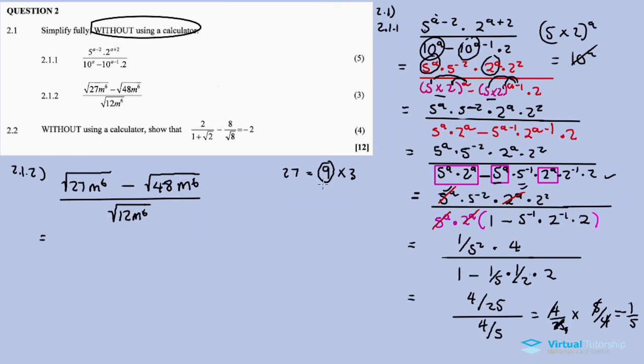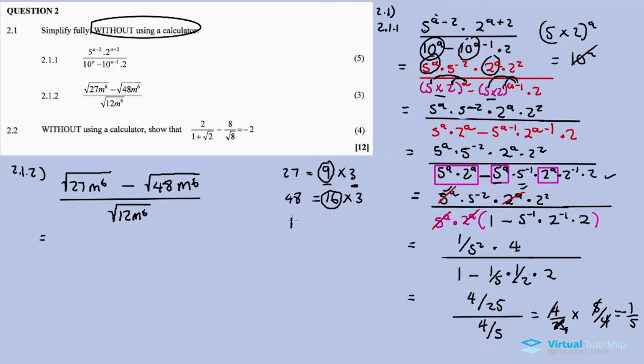There's the product of a perfect square and a number which is not a perfect square, by the way. And then 48, 16 times 60, okay, it's going to be 16 times 3 again. 16 is a perfect square. Now a perfect square is a number that when you put it under a square root gives a whole number. That's the meaning of a perfect square.